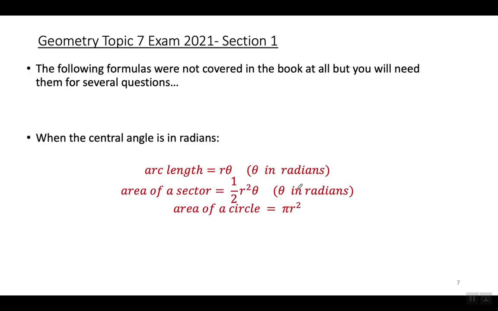And the last formulas that I need to go over are two formulas that were not covered in the book at all. These are completely brand new to you. They're on the test, and when we get to those problems, I'll explain them. But here are the two formulas. We did go over arc length and area of a sector, but these formulas you only use when the central angle is in radians, which we'll look at in two problems in Section 1. So when the central angle is in radians, as opposed to degrees, you have to use these formulas.